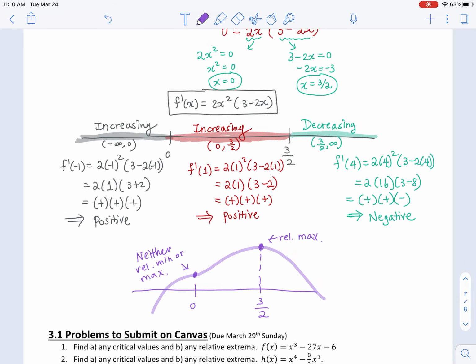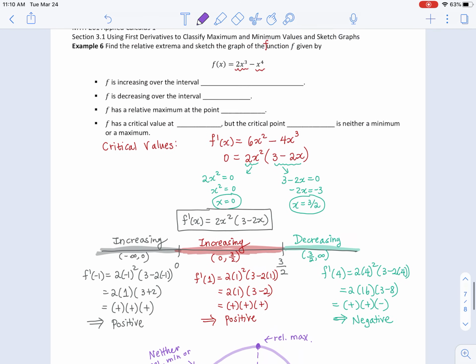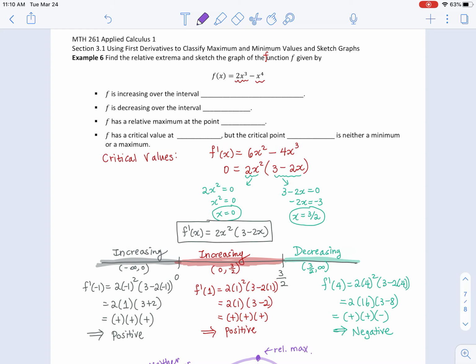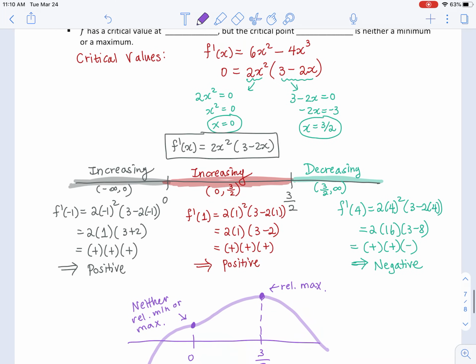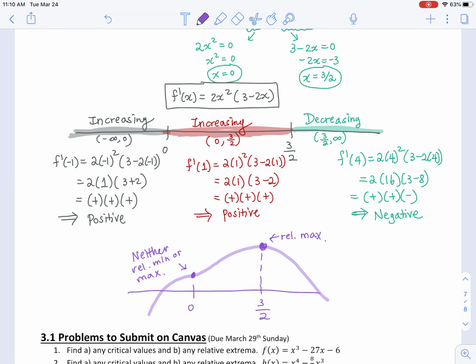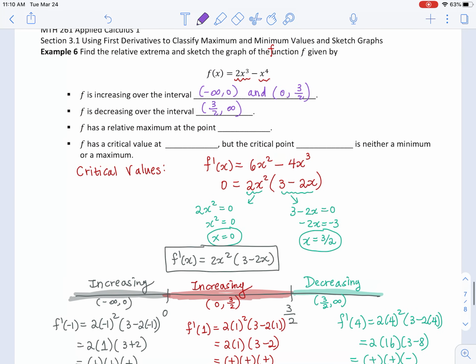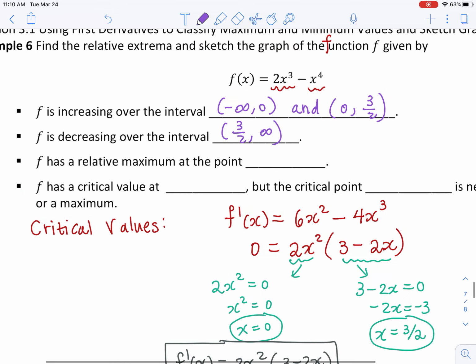So let's go ahead and fill out the blanks that we have. f is increasing over the intervals, we found two of them, right? Negative infinity to 0 and 0 to 3/2. f is decreasing over the interval 3/2 to positive infinity. Now, we did have a relative maximum at 3/2, right? So we have a relative maximum at 3/2, comma.